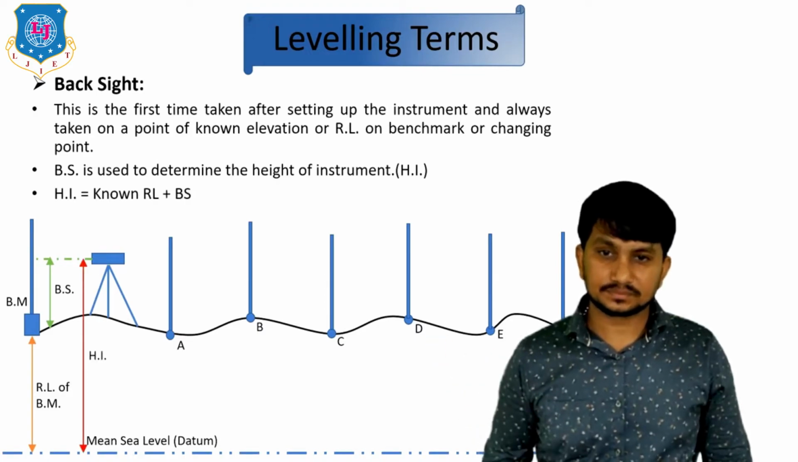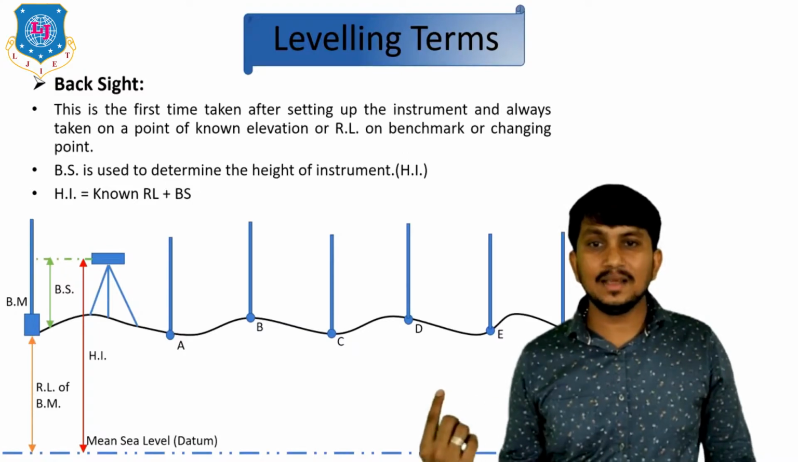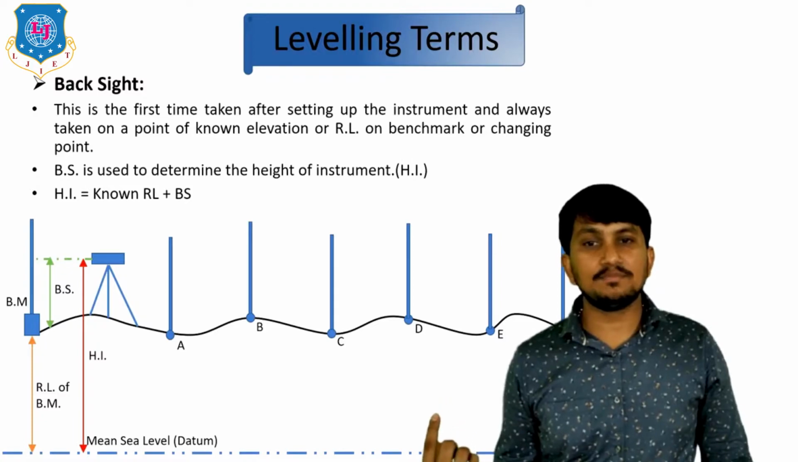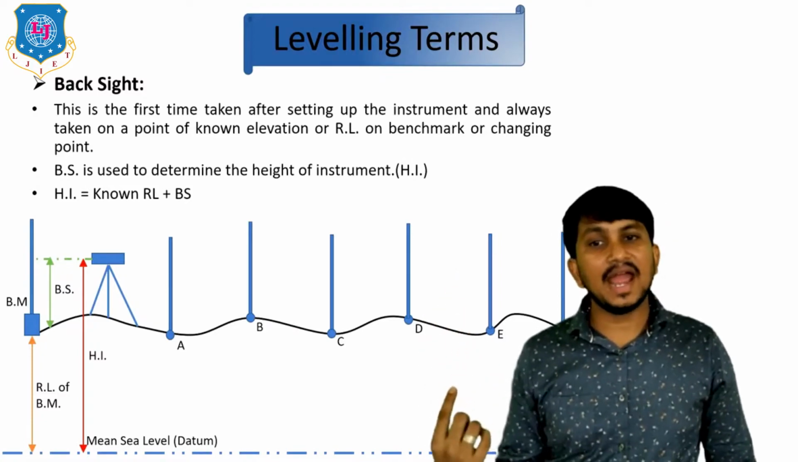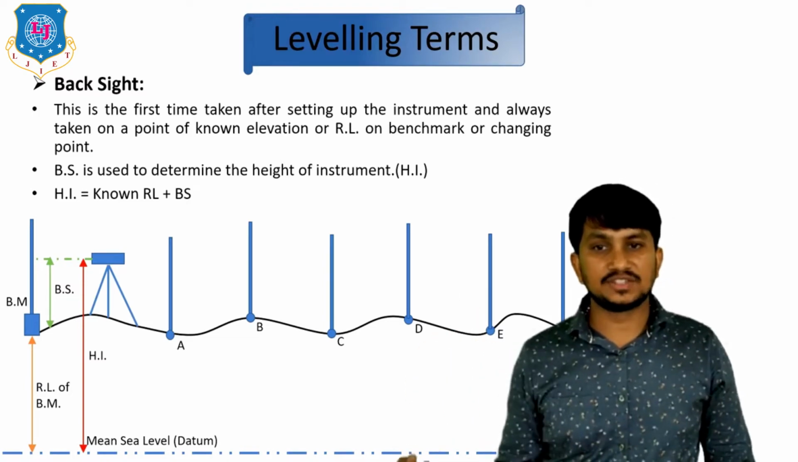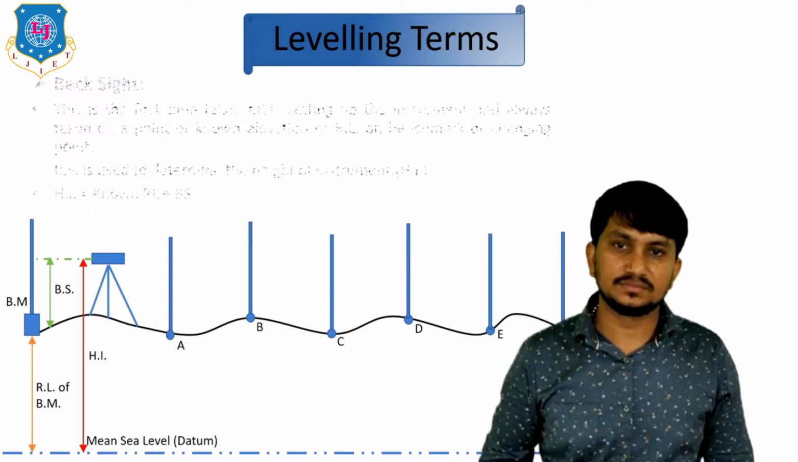What is HI? HI is the summation of known RL plus backsight. Here the known RL is the RL of benchmark. If we add the RL of benchmark with backsight, we can find out the HI. So backsight is generally used to find out HI.